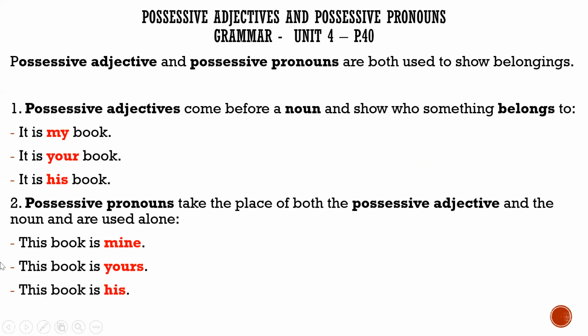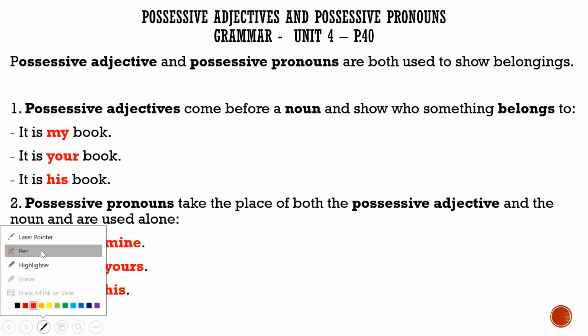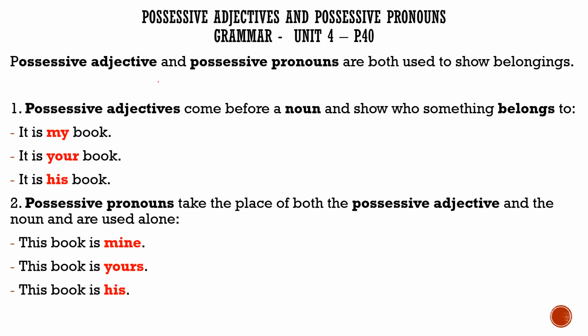One thing you should know is that possessive adjectives and possessive pronouns are both used to show belongings. Okay, it's in the name, possessive. It's about possession, belonging. Okay, they're both about belonging. When you own something, or she owns something, or he owns something, or anyone else, we use this to show that something belongs to someone. Okay. So what's the difference between these two, possessive adjectives and possessive pronouns?